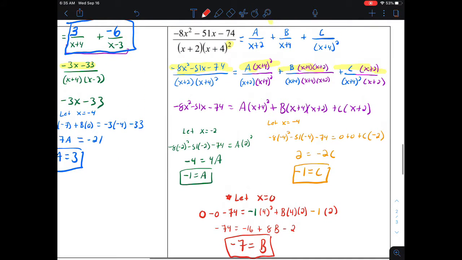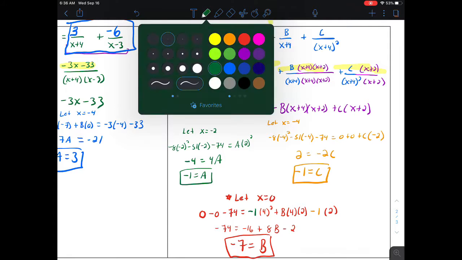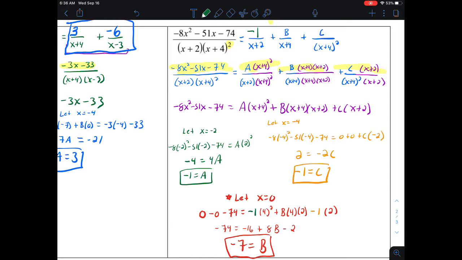So what we have done is we now know what a, b, and c are in our problem. a was -1, b was -7, and c is -1.